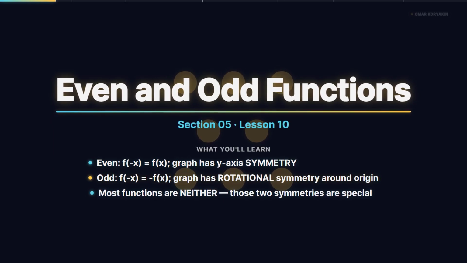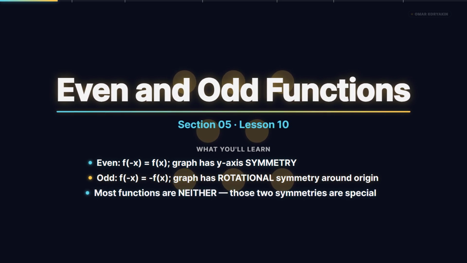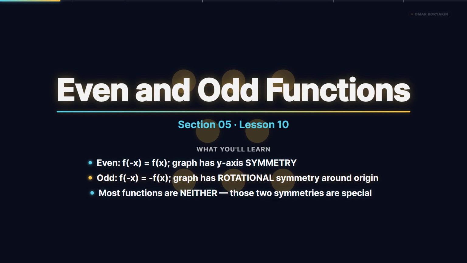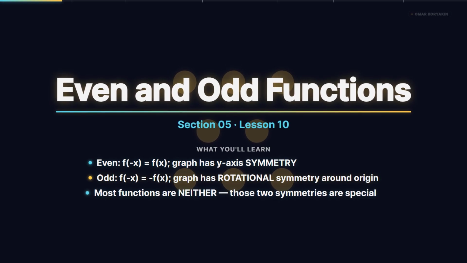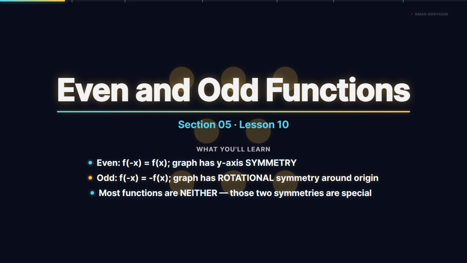Third idea: most functions are neither even nor odd. Adding any non-zero constant to an odd function destroys the odd property. Adding an odd power term to an even function destroys the even property. The function f of x equals x plus 1 is neither, because it has both an odd term x and a constant term 1, breaking both symmetries.